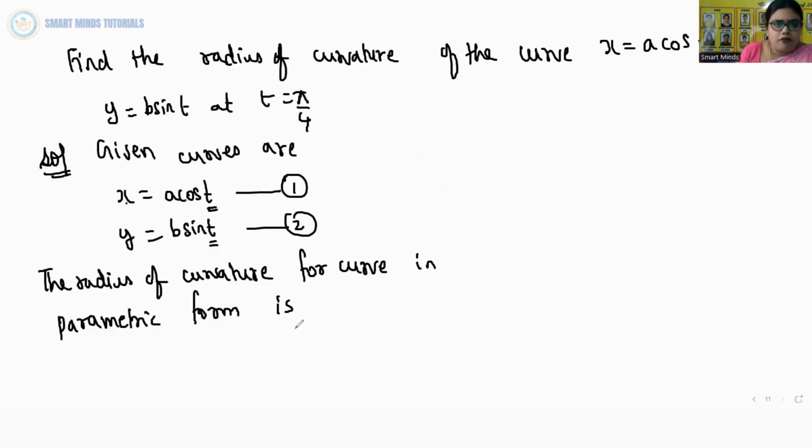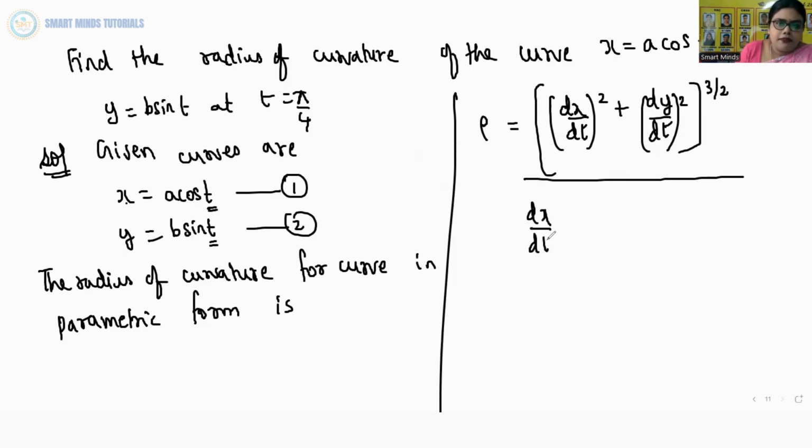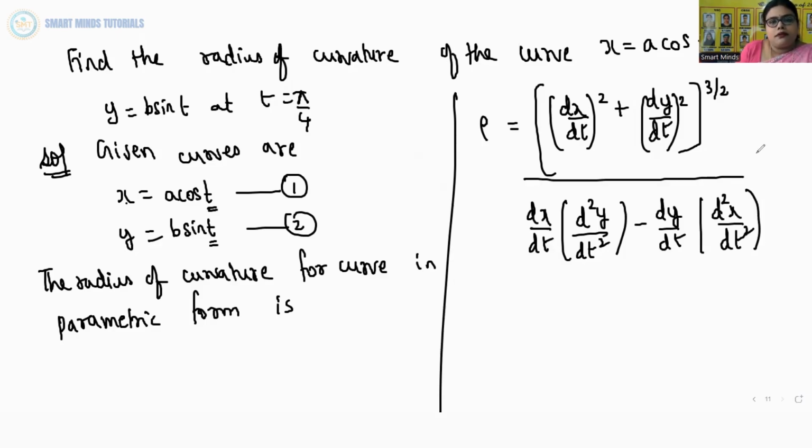Okay, so in parametric form, the formula is, I'm writing it over here on the right hand side. So radius of curvature is denoted by rho, that is (dx by dt whole square plus dy by dt whole square) whole power 3 by 2, by dx by dt into d square y by dt square minus dy by dt into d square x by dt square. Let's say this is equation number 3.